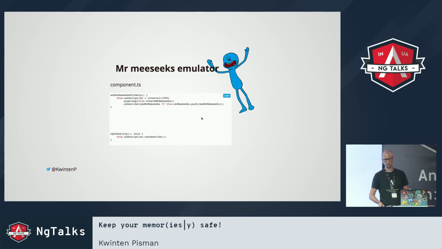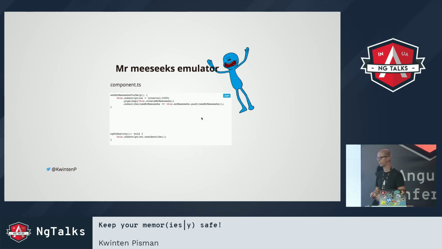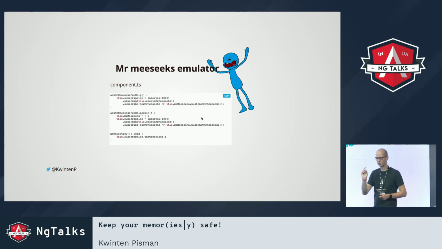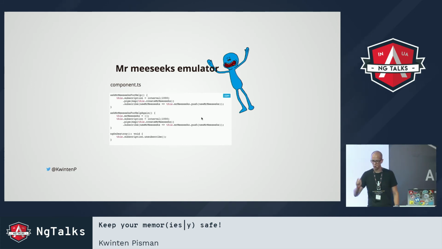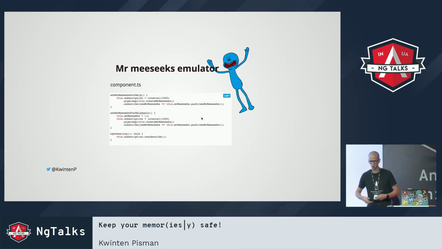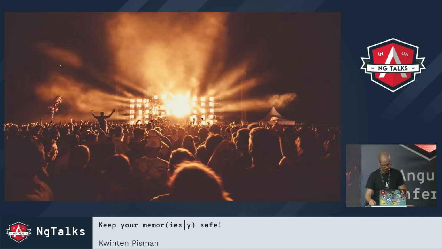So let's make our Mr. Meeseeks emulator a little more cool. Let's add another function, so that when we're on the page and click the button to ask a request, we could just stay on the same page and ask, hey, I already have a new request. I don't want to go to the home page again and do it again. I just want to do it over and over again.